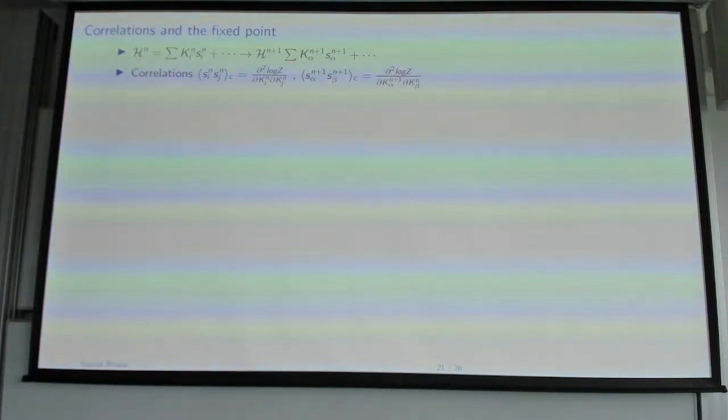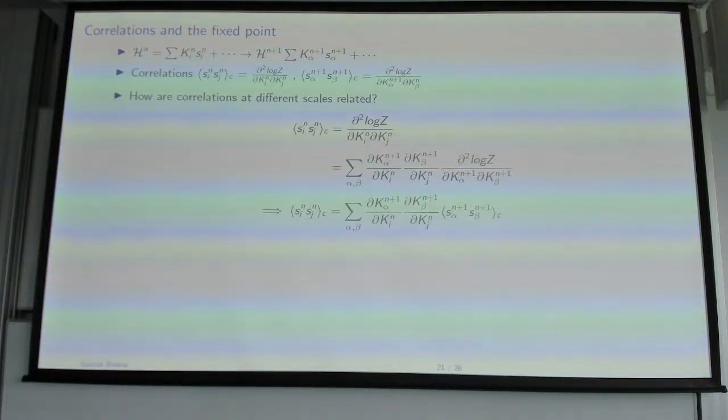Now these two correlation functions can in general be related by this chain rule of derivatives. I have derivatives with respect to couplings at some scale, and I use the chain rule to write it as derivatives. So the main relation between these two is this: the correlation function at the microscopic scale, the correlation function at a coarse-grained scale, and these derivatives between couplings.